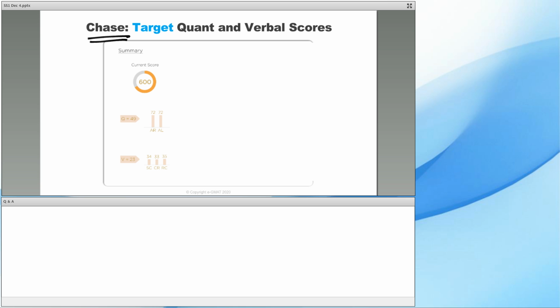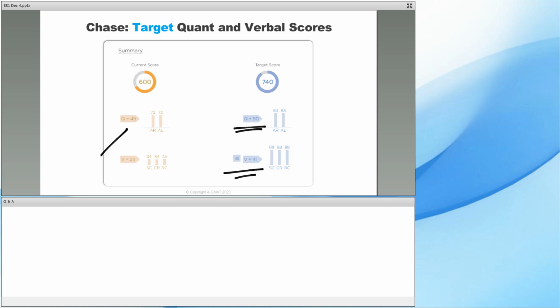Okay. Now let's talk about Chase. You can see Chase over here. Again, the same starting score, 600, but very different quant and verbal scores. He puts in the same information, and what the tool says is, hey Chase, you need to get to that Q50 and a V41.